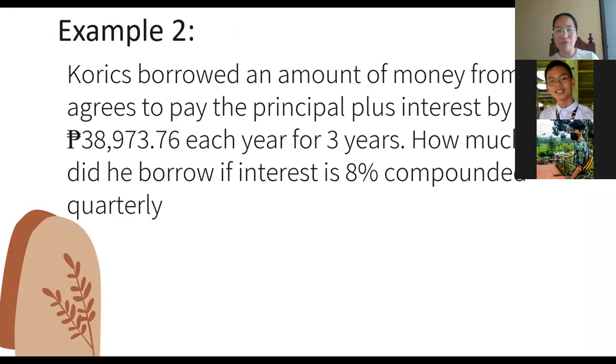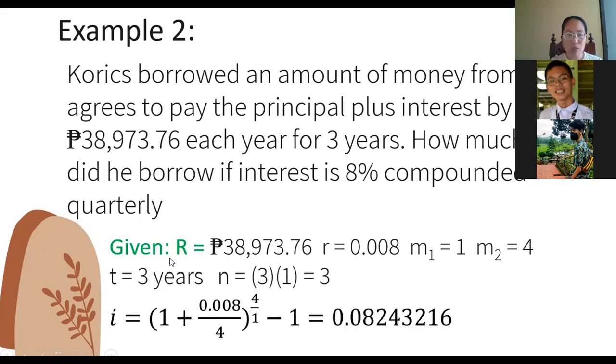Tingnan natin to. Corix borrowed, he agrees to pay the principal plus interest by paying 38,973.76 for 3 years. So how much money did he borrow if interest is 8% compounded quarterly? So magkaiba na siya. Kasi each year, tapos yung interest period niya ay quarterly basis. So, ang R natin is 38,973.76. Yung rate natin, yung small r, the interest rate is 0.0. Sobra na naman ako dito ng isang 0.